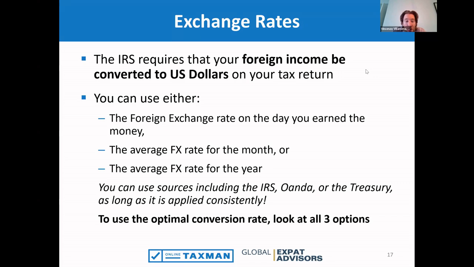And you have the ability to pick any of these methodologies, but that methodology needs to be the same throughout the return. So if you're going to do the yearly average for your salary, then you also have to do it for a stock sale or anything like that, right? Of course, you could change it from year to year, but it does have to be consistent in said year.